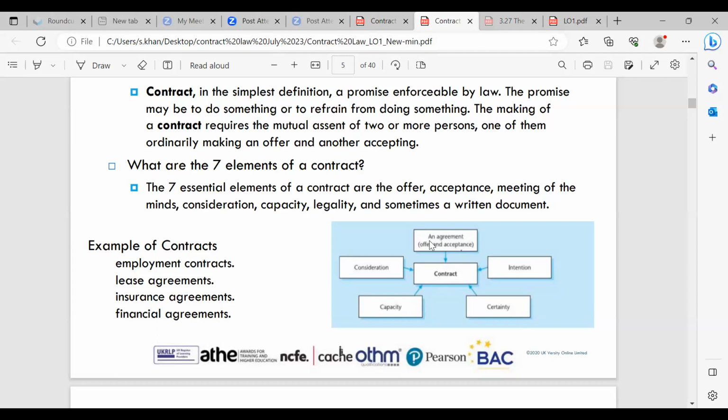Then you've got lease contracts, which is a lease agreement between you and the party that is leasing. So it could be a car agreement, leasing a car. Insurance agreements, things like home insurance agreements, and financial agreements, again, to do with your finances, any sort of agreements with banks or anything like that. So there's different types of contracts, but the main 7 elements of a contract are the ones that I've just explained, and in the diagram itself is identified.